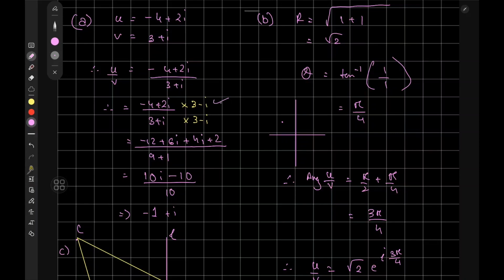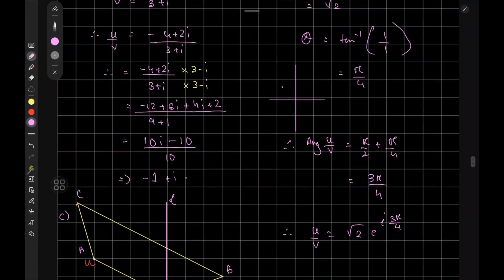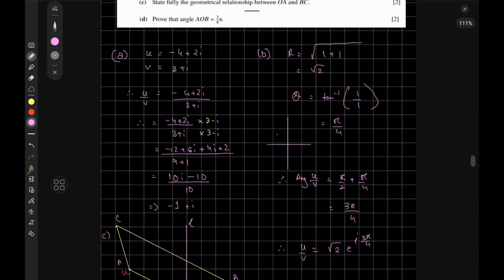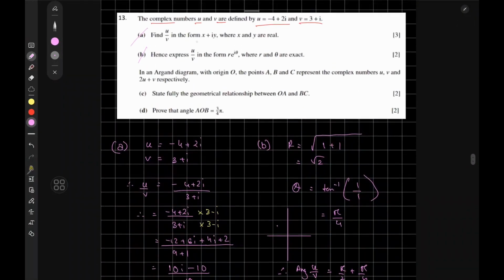We are multiplying with the conjugate complex number, which is 3 minus i. After we do that, we are going to get minus 1 plus i as the complex number. This is the complex number for u by v. Right. Now, that's exactly what they wanted. So A is done.